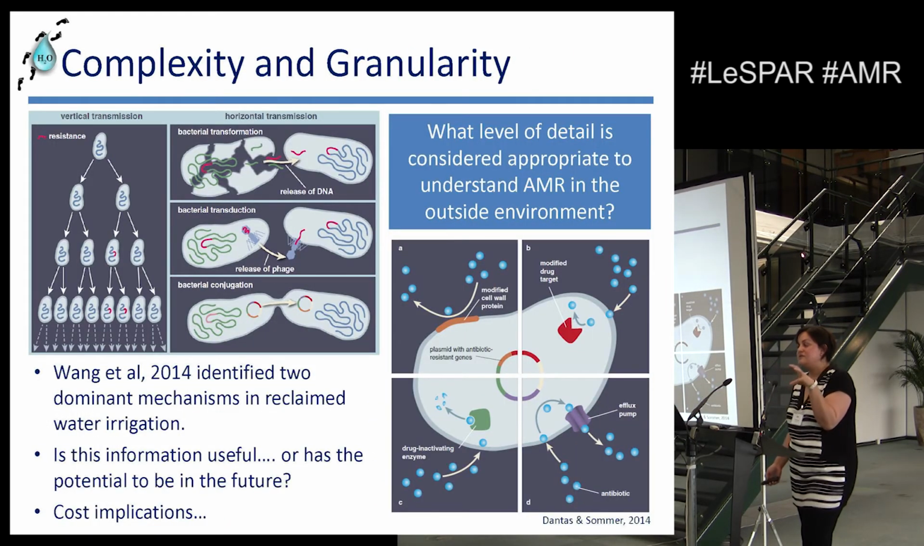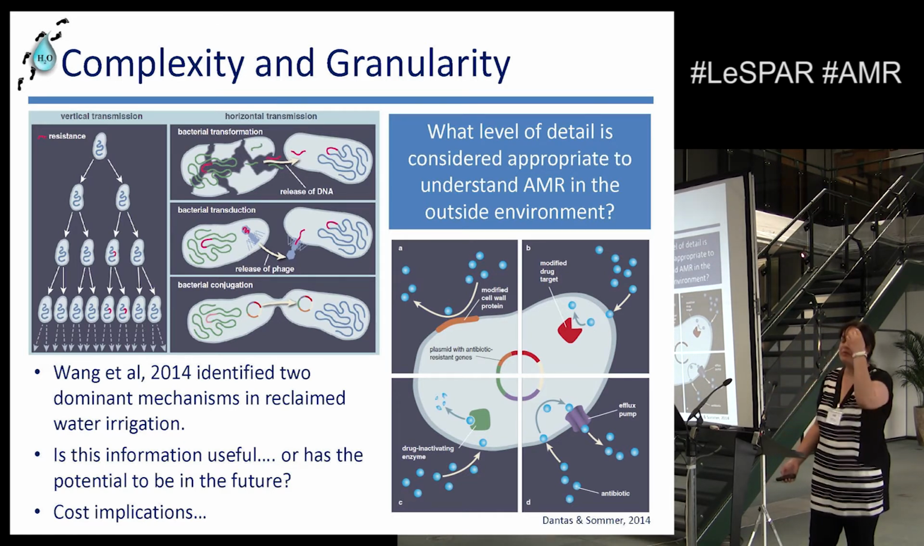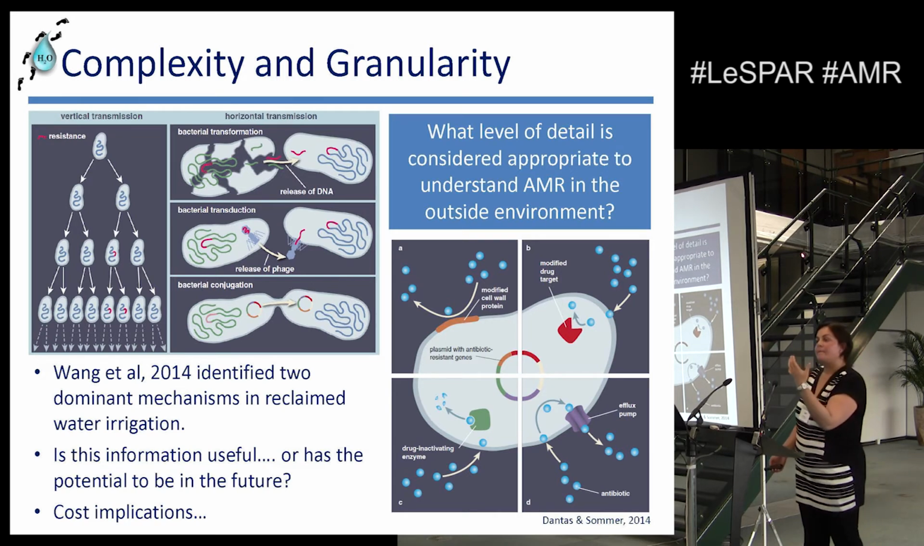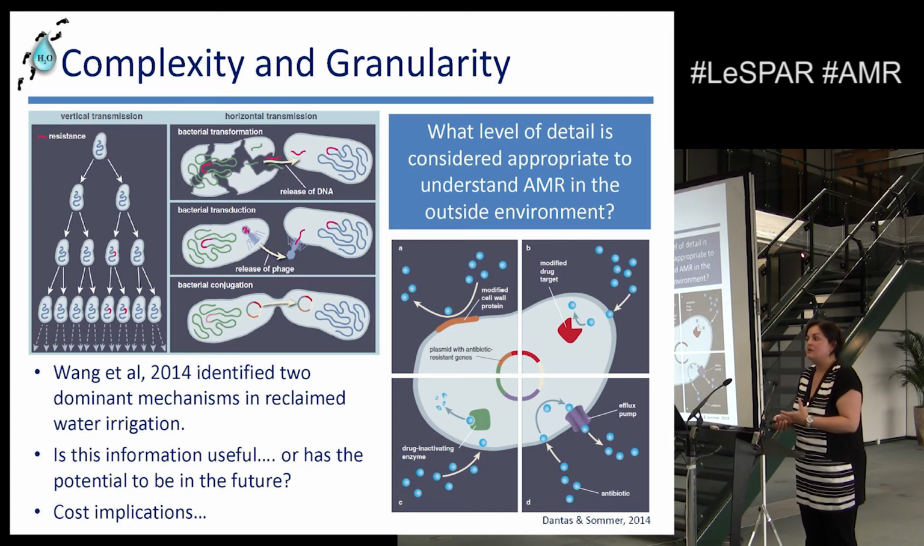And it's not just the complexity, it's also the granularity. So some of the work that's going on is: what level of detail is appropriate? How much should we know? Are we going down to enough detail? Are we going to too much detail? So if we're looking at horizontal transmission, should we know the different types? How will that help us?